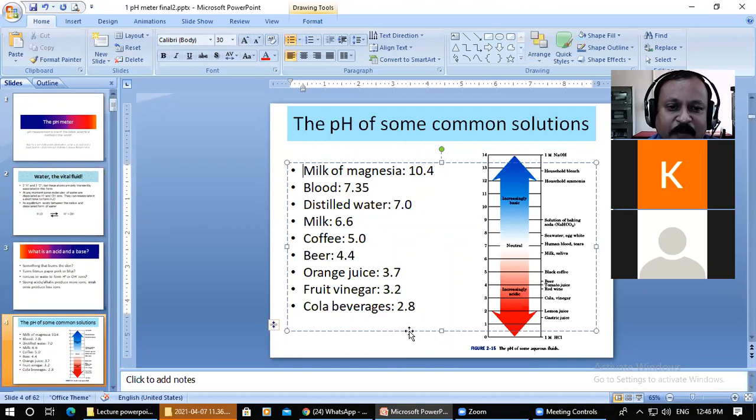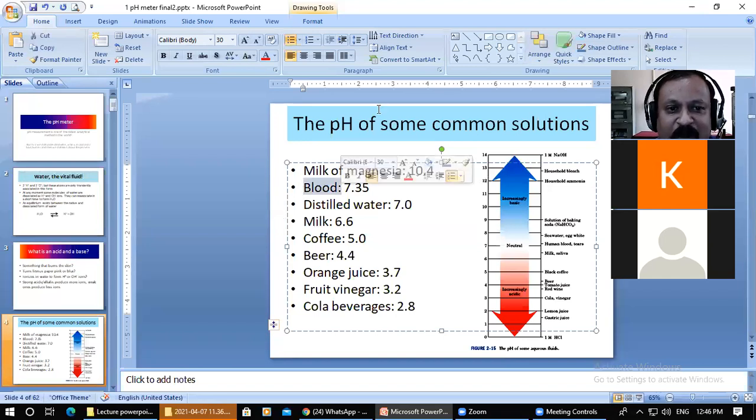A very common medical use of this particular substance is as an antacid. Okay, it is an antacid because it is an alkali. It is used for some digestive problems. The pH of this is 10.4.